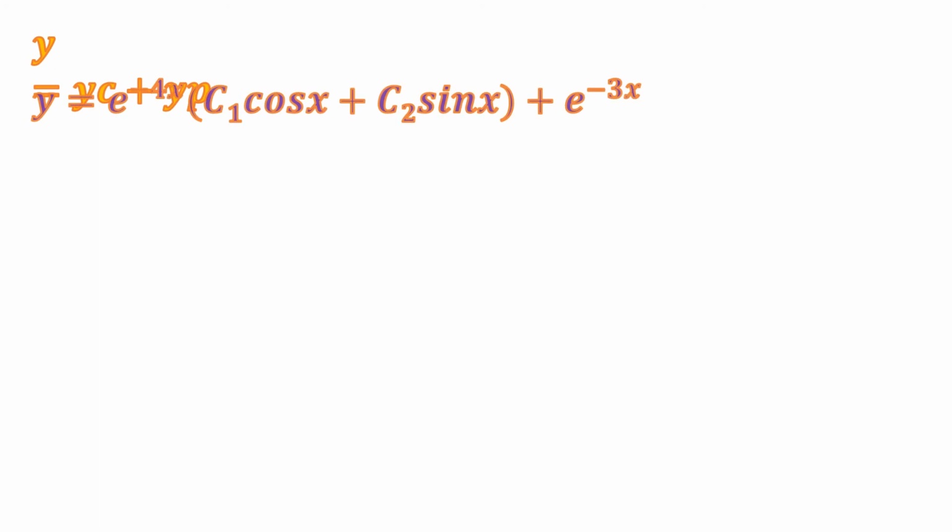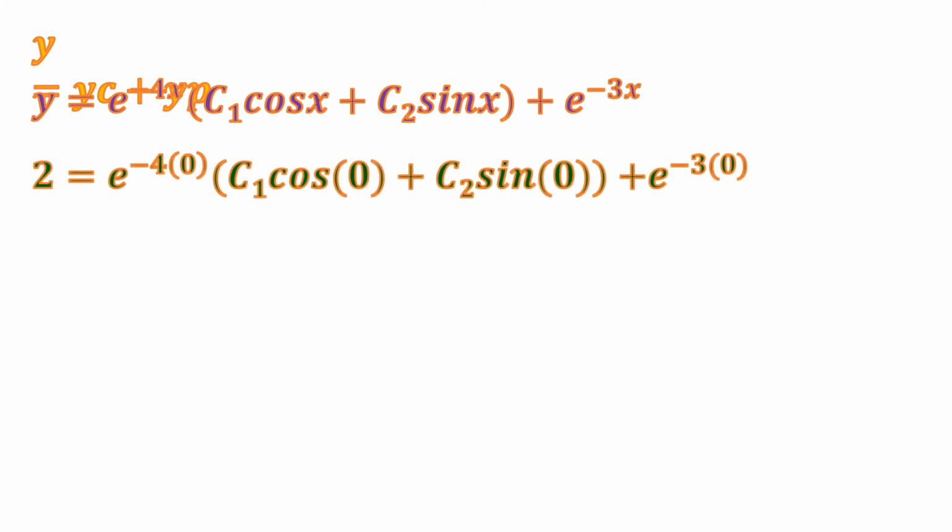So let's have our general solution since we already have the yc and the yp. So y equals yc plus yp. Our yc is e to the negative 4x (c1 cos x plus c2 sin x), and our yp is e to the negative 3x. Now we are going to use the initial values given. So let's substitute: if x is 0, y is 2.